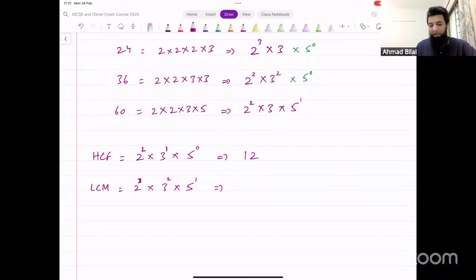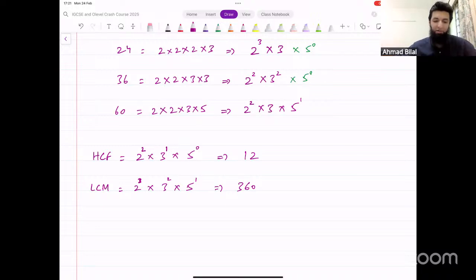2 cube is 8. 8 times 9, that is 72. 72 times 5. 72 times 10 is 720. Half that will be 360. This is the LCM, that's 360, of these three numbers.